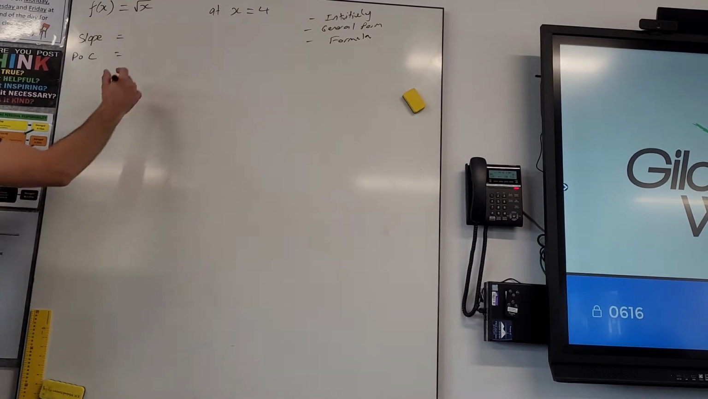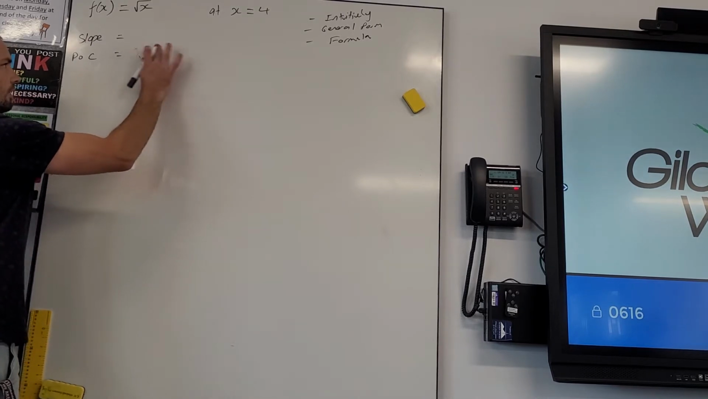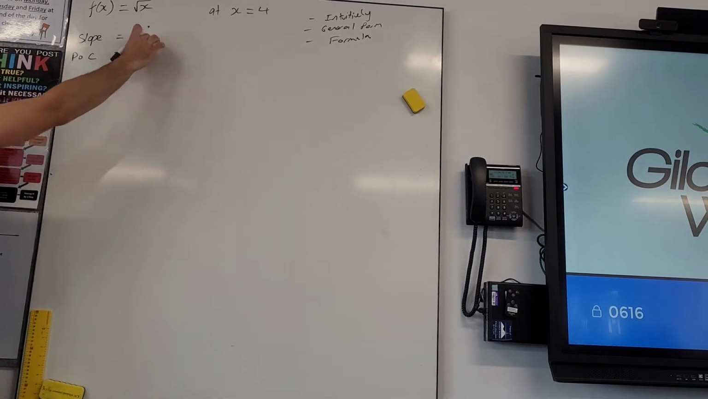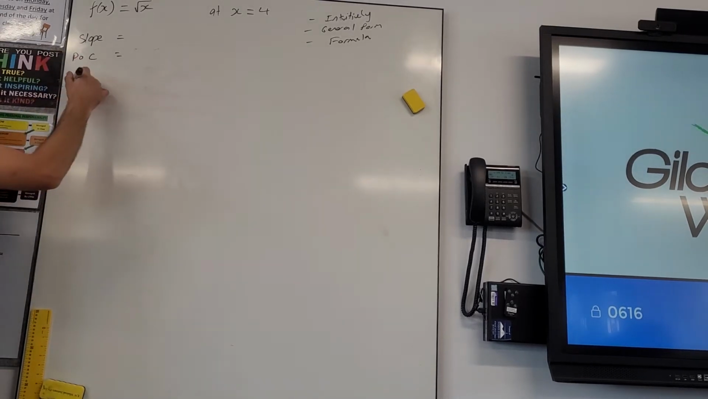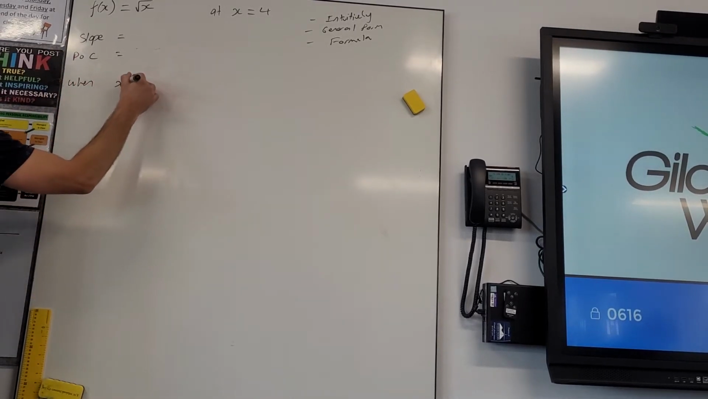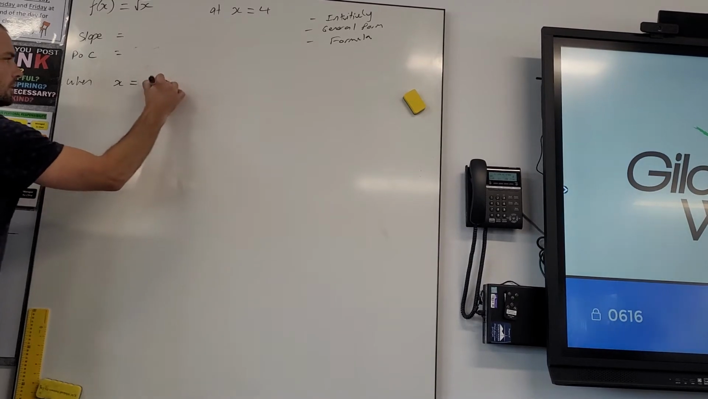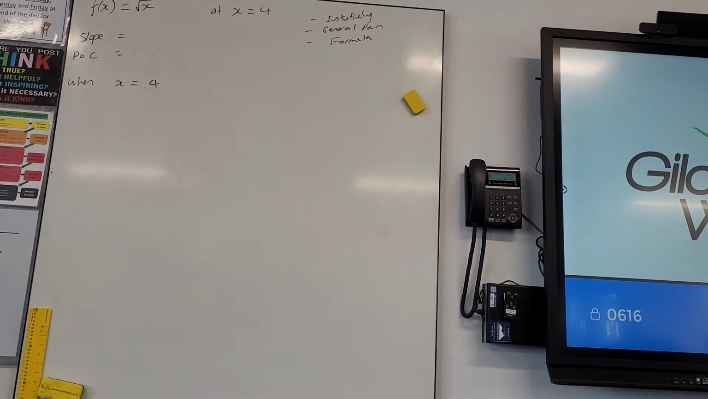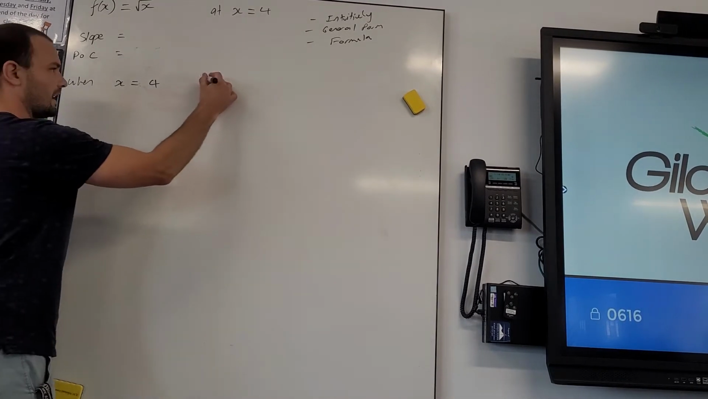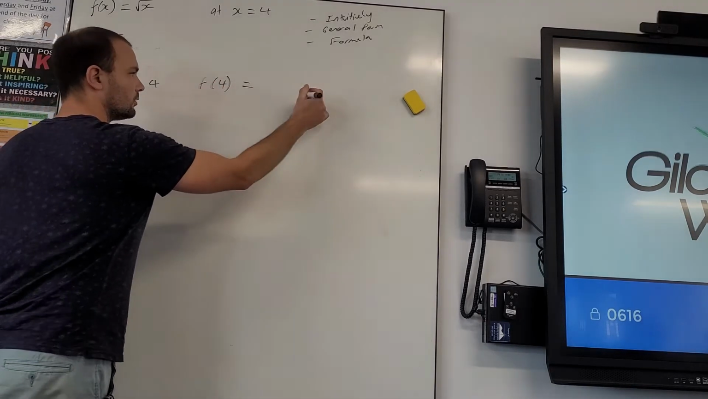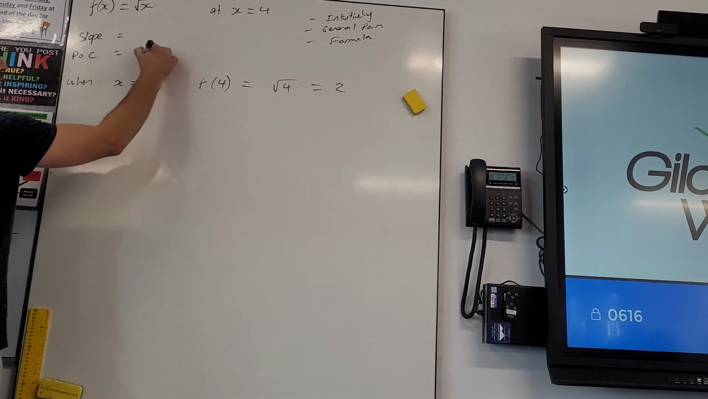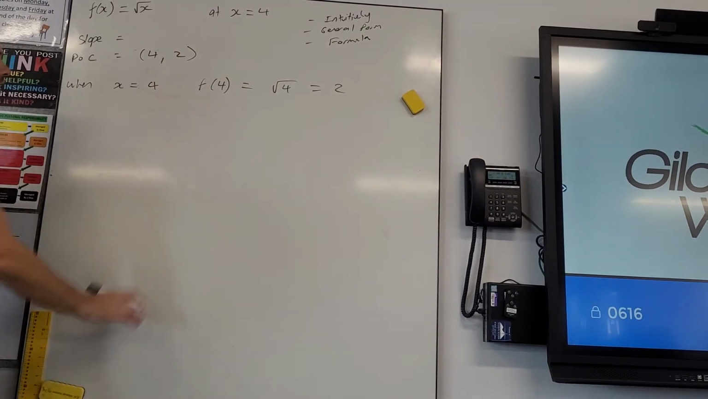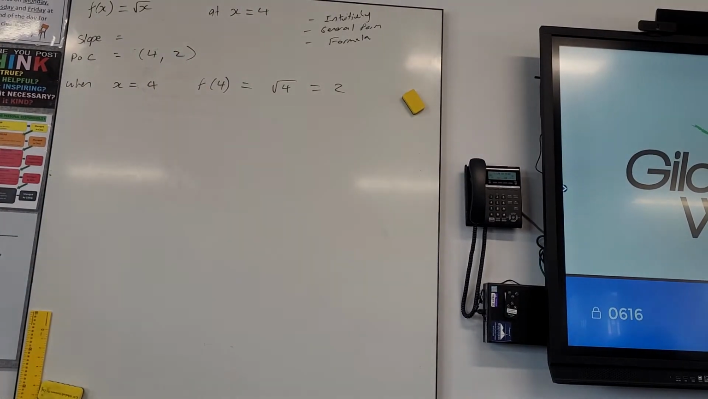We can find the point of contact first. That's quite easy. I'm going to leave those 2 spaces blank for now, and let's find the information first, and then let's explore the process for finding the equation of a line. When x is 4, we need to find the corresponding y value. So we're finding f of 4, which is the square root of 4, which is 2. So our point of contact is x is 4 and y is 2.